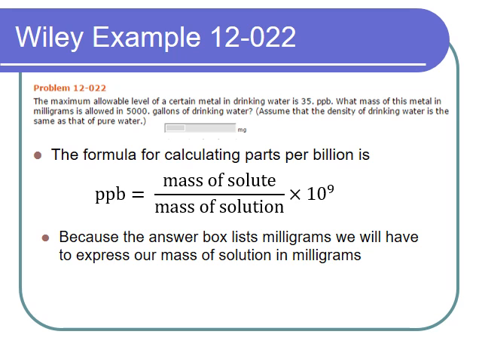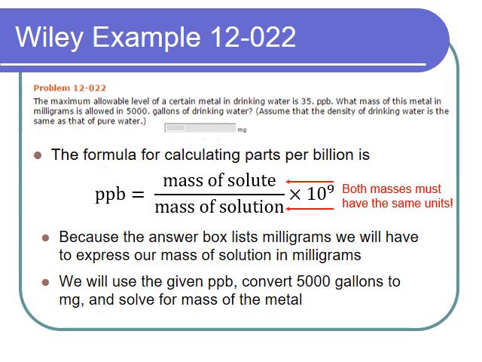Now the answer box lists milligrams, so we're going to have to express our mass of solution in milligrams. One point that we brought up in that previous lecture is that both the mass of the solute and the mass of solution have to have the same units. We will use the given parts per billion, convert 5,000 gallons to milligrams, and then solve for that mass of metal.